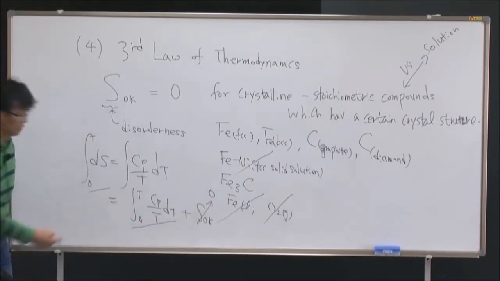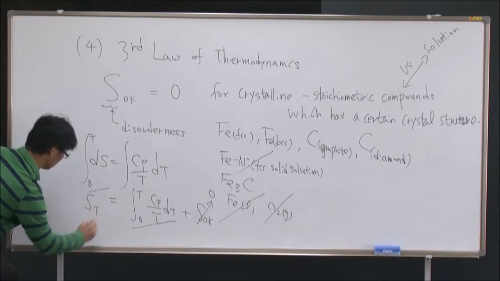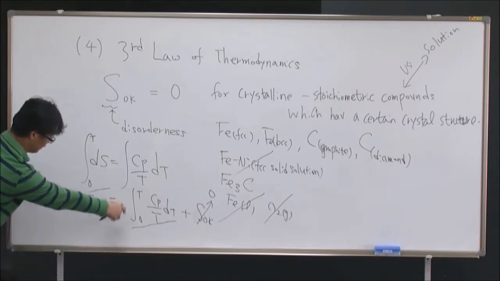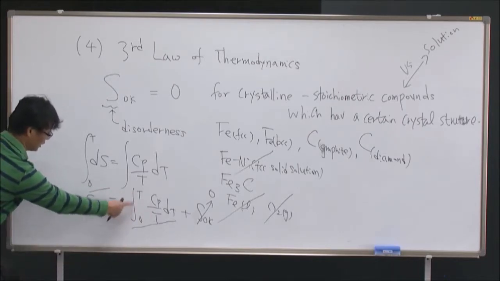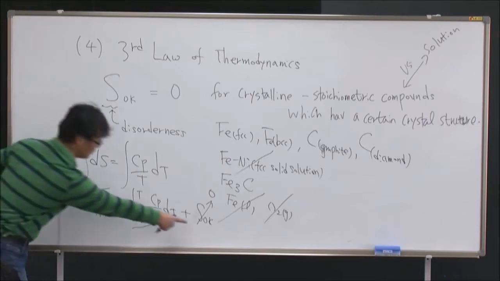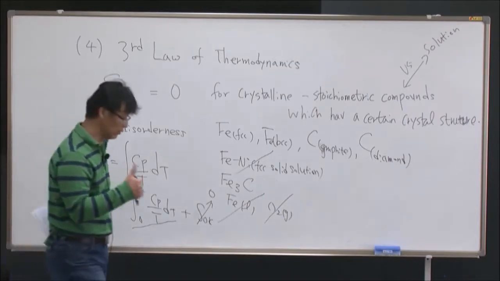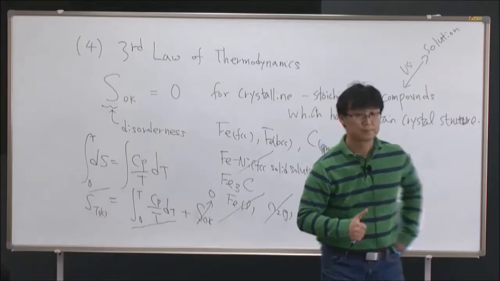So we can exactly quantify the absolute entropy at a given temperature. S at a certain temperature in Kelvin equals the integral of Cp over T dT from 0 degrees Kelvin to that temperature, because S at 0 degrees Kelvin is 0. Is this okay? You good? That's why the third law of thermodynamics is very important for calculating the absolute value of the entropy.